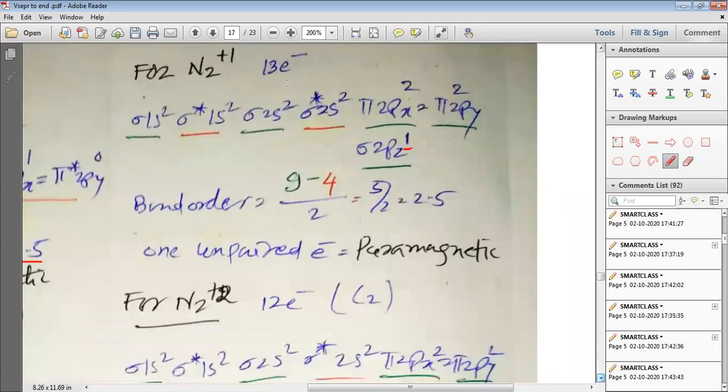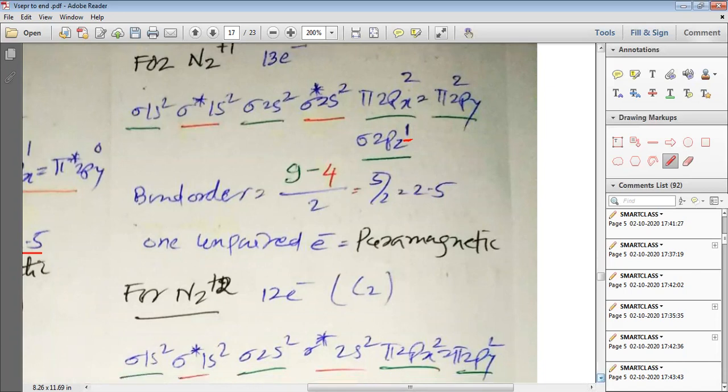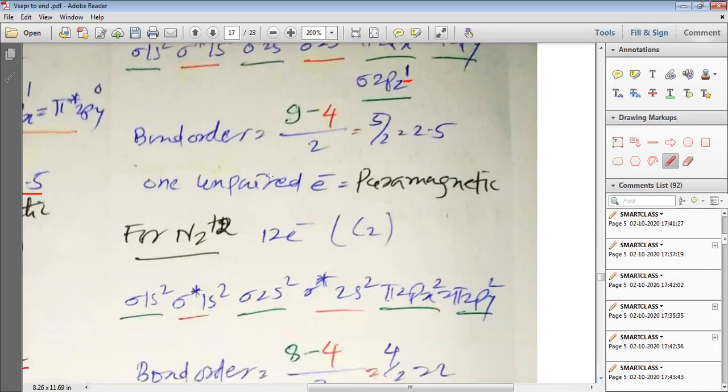The bond order, according to the green underline, is 2 plus 2 is 4, plus 2 is 6, plus 2 is 8, plus 1 is 9, and the ABMO is 2 plus 2, which is 4. So bond order is going to be 9 minus 4 by 2, that is 5 by 2, and that is 2.5. In the same way, my dear students, here we have one unpaired electron, and that is why N2 plus 1 is going to be paramagnetic in nature.